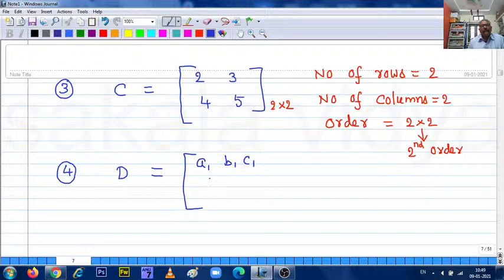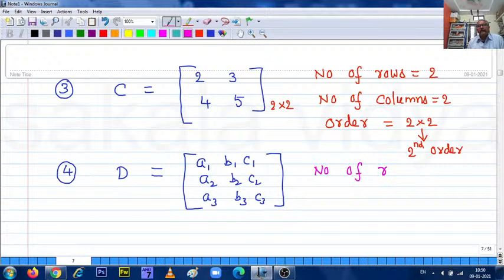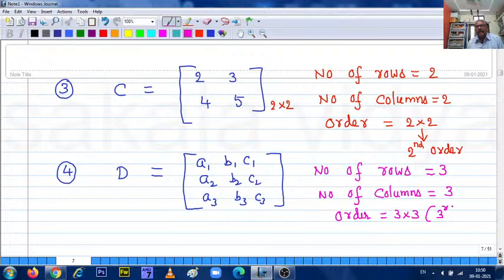A1, B1, C1, A2, B2, C2, A3, B3, C3. So now write down here number of rows is equal to 3. Number of columns is equal to 3. Now order is equal to 3 by 3. Very good. Order equals 3 by 3. This is also called third order matrix. So we write 3 by 3. Its order is 3 by 3.